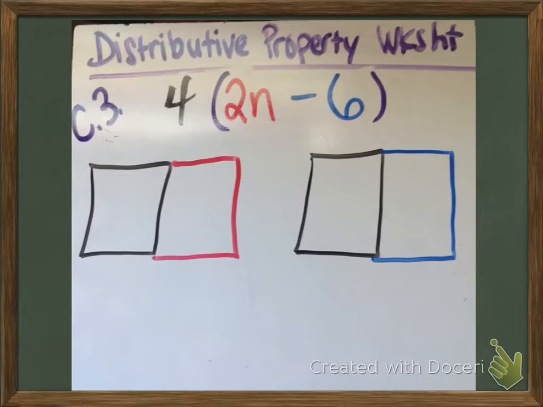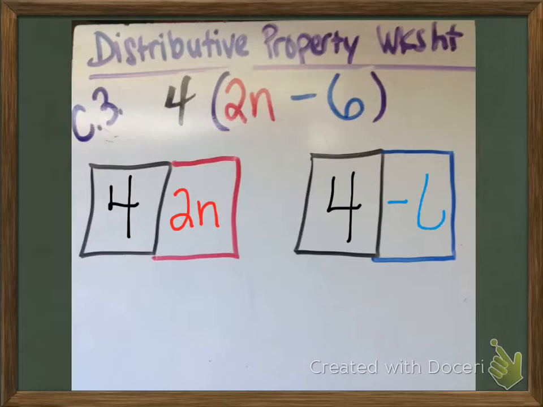C3. 4 times the quantity of 2n minus 6. What do you think the answer is? First, bring down the 4 that you are multiplying with. Then the positive 2n. And finally, the negative 6.